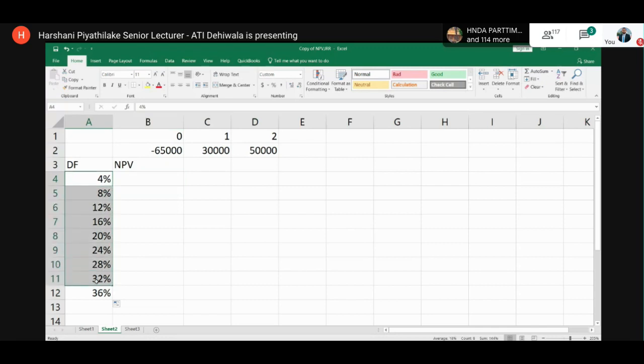Again, take 4%. Then the next, 4 by 4, we will take the range for 8. Highlight these two, copy down up to some percentages, different discounting factors.